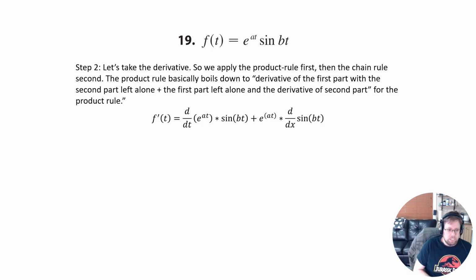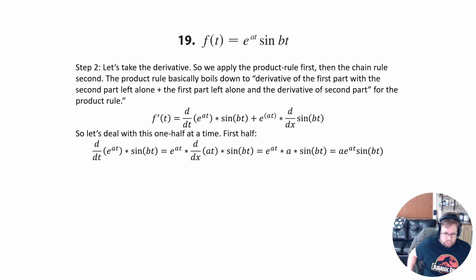Okay, so here we go. We're going to solve this problem now. So we first have to apply the product rule before we do any of our chain rules. The product rule is basically you take the derivative of the first part, and you multiply it by the second part left alone, and then you add to it the first part left alone multiplied by the derivative of the second part. And I'm going to break this down into halves, so we'll do the first half first.